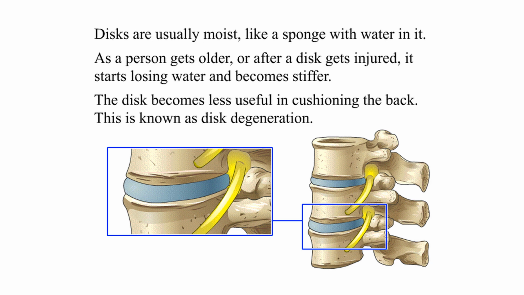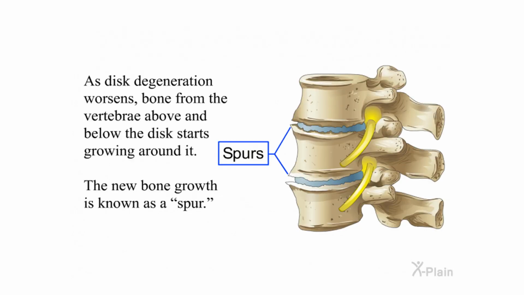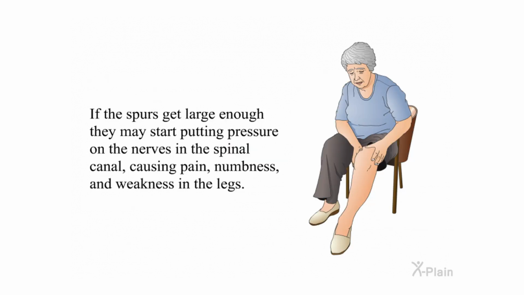Discs are usually moist, like a sponge with water in it. As a person gets older, or after a disc gets injured, it starts losing water and becomes stiffer. The disc becomes less useful in cushioning the back. This is known as disc degeneration. As disc degeneration worsens, bone from the vertebrae above and below the disc starts growing around it. The new bone growth is known as a spur. If the spurs get large enough, they may start putting pressure on the nerves in the spinal canal, causing pain, numbness, and weakness in the legs.